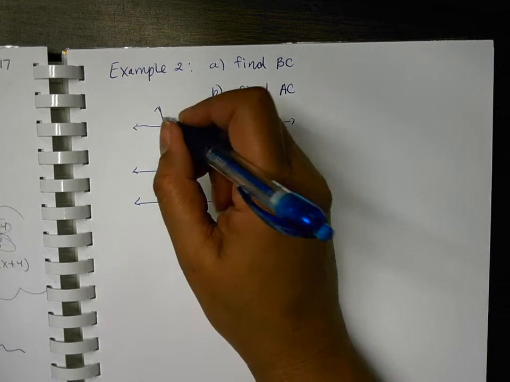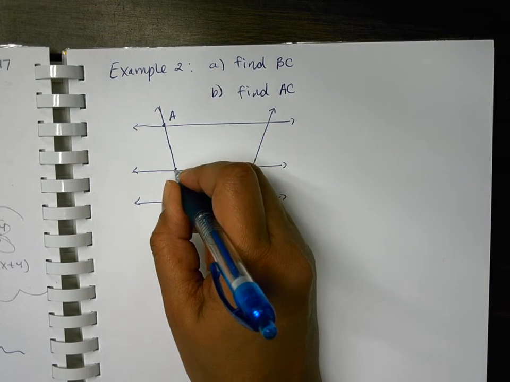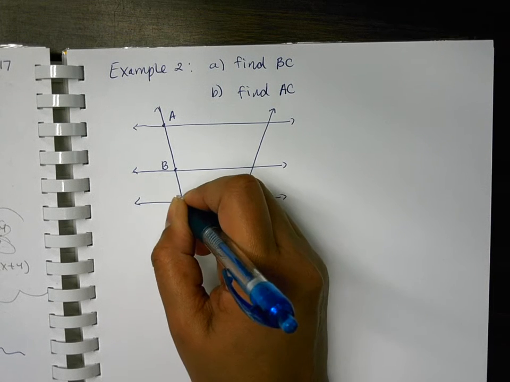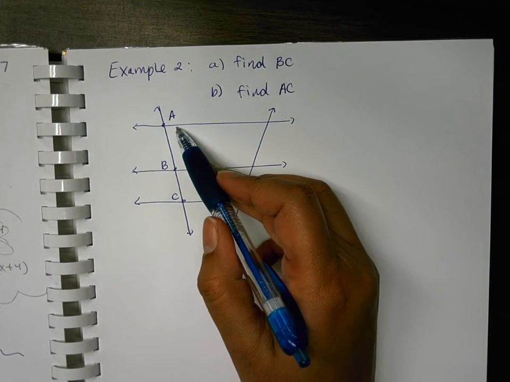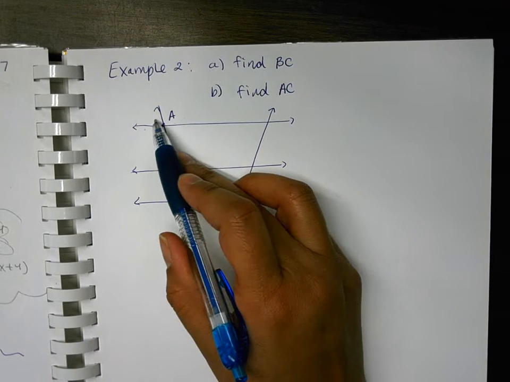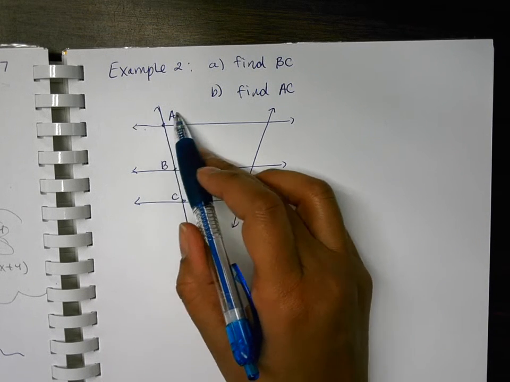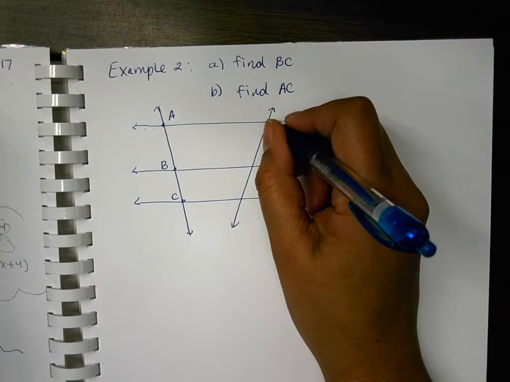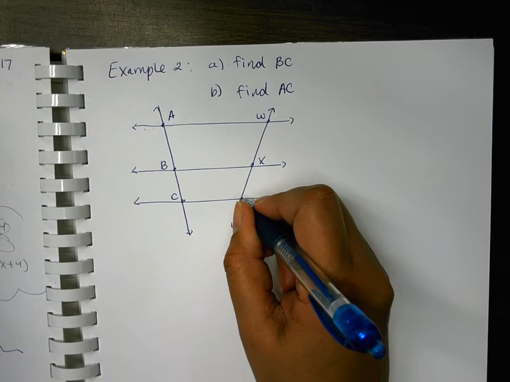All right, I'm going to call this A, this one B, this one C. Now I had a kid ask, why did you put A on that side? It doesn't matter where you put A. I just didn't want to squeeze it in there because it was too small, but it doesn't matter. A, B, C, and W, X, Y.